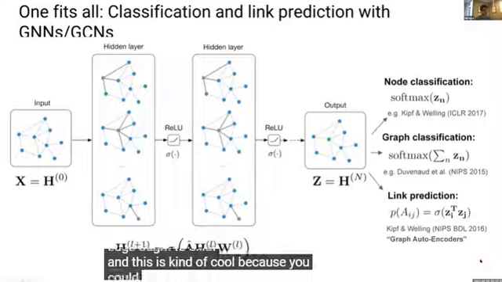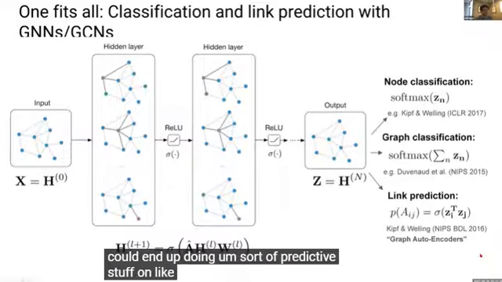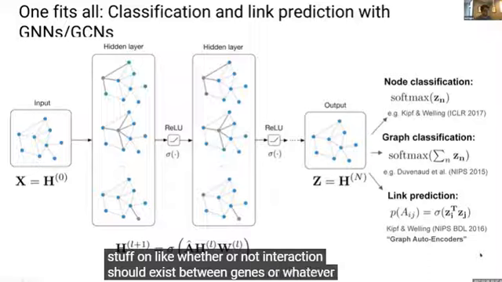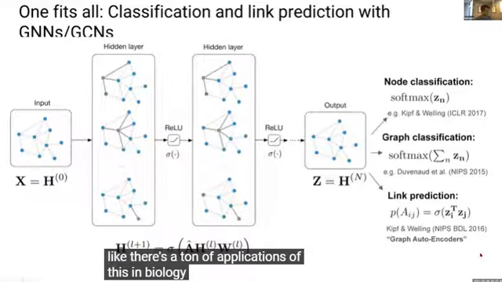And this is kind of cool because you can end up doing predictive stuff on whether or not an interaction should exist between genes or whatever. There's a ton of applications of this in biology.